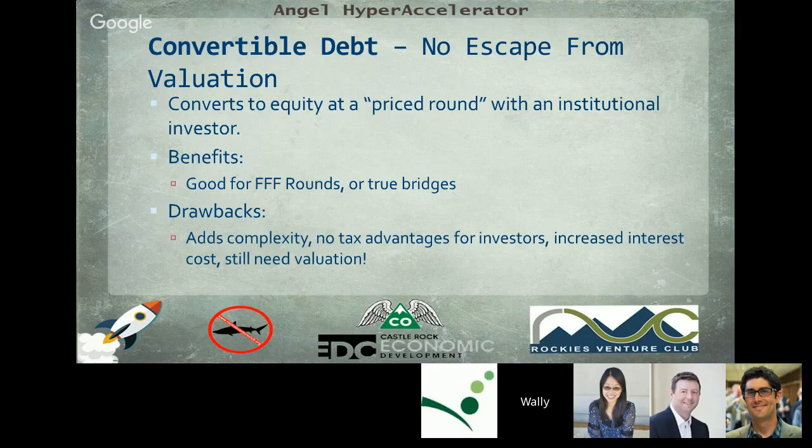So if we say the valuation cap is at $3 million and 2 years go by and the next venture capital round is at $10 million, then the people who invested in the convertible debt note will convert at the $3 million cap. So this is just something to understand.